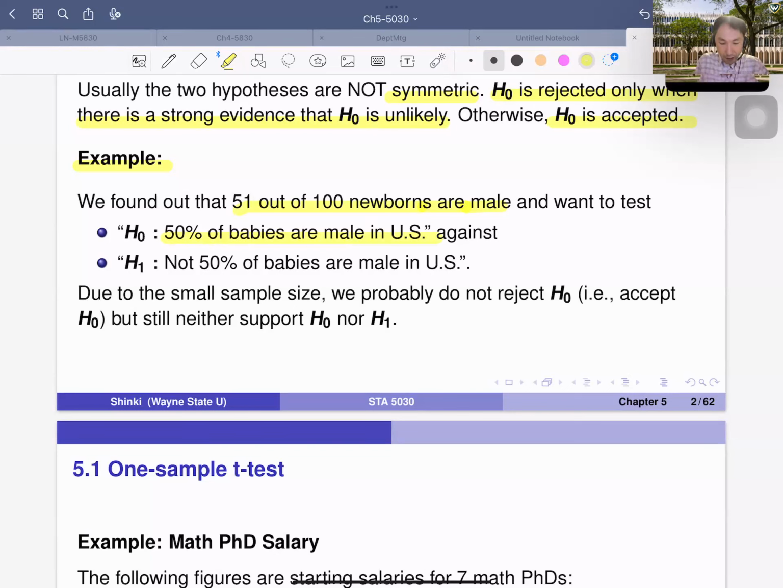Against the alternative hypothesis, not 50% of babies are male in the United States. So we have just a small sample in our data, only 100 newborns. This proportion, 51 over 100, is not exactly 0.5. It is 0.51, but that is close enough to 50% maybe. So in such a case, we do not reject H0. So that is the idea.